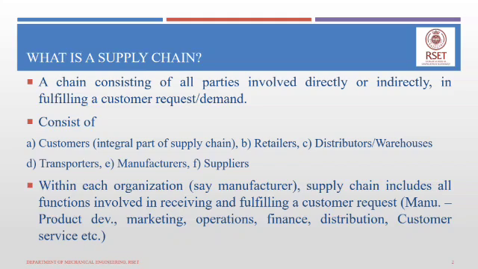And finally, there are suppliers who supply raw materials as well as sub-assemblies which are required by the manufacturer to make their particular product or service. So the suppliers sell raw materials or subcomponents or assemblies to manufacturers. Manufacturers put these things together or process the raw materials and convert them into a finished product.